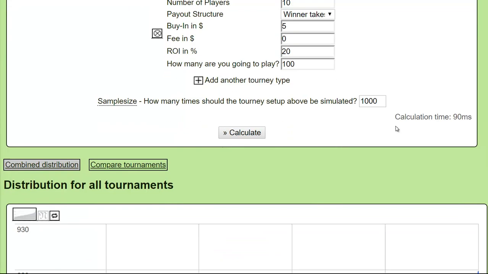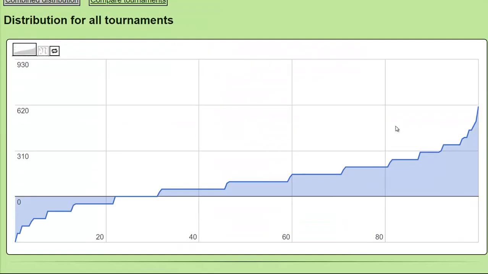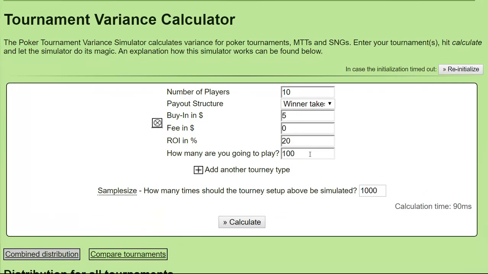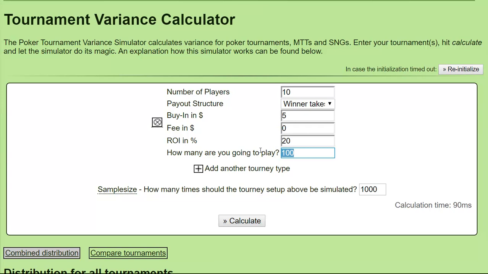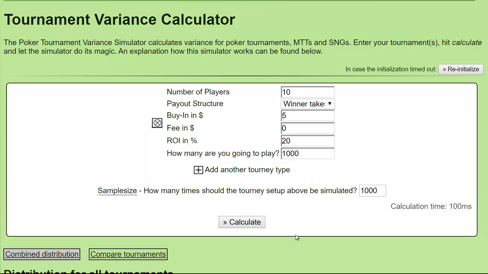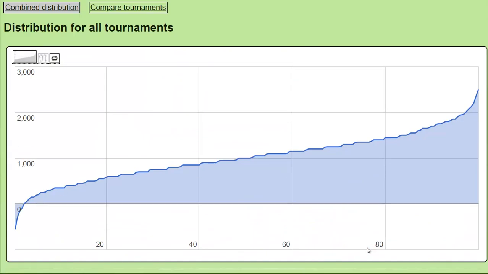Okay, so we calculate, and we see now that a full 25% of the time we show a loss. We were at about 3% of the time we showed a loss with the double or nothing structure. So if we go up to 1,000 games, is this enough? And that is. So now we need to go, very roughly speaking, from 100 games to 1,000 games when we switch the payout structure.